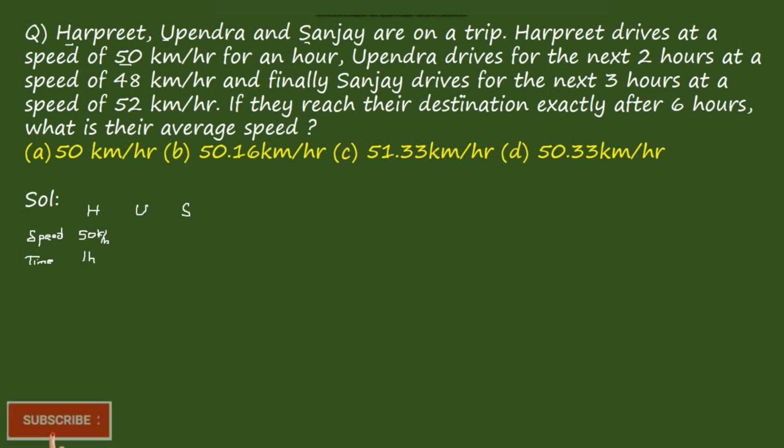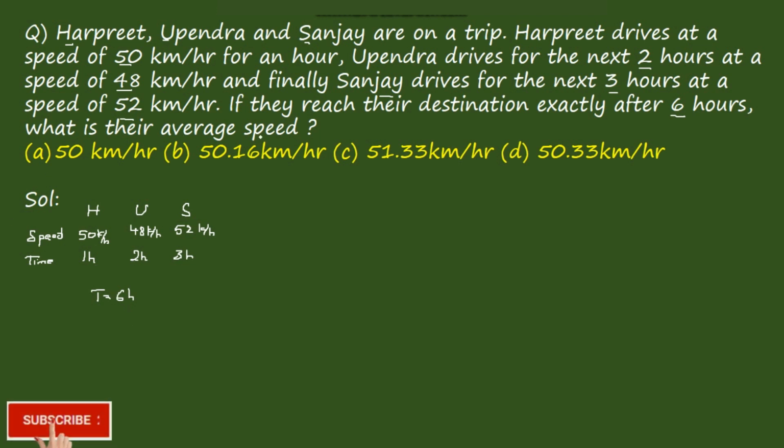Again, they are saying Upendra drives for the next 2 hours at the speed of 48 km per hour. Finally, Sanjay drives for 3 hours at the speed of 52 km per hour. Sanjay would be moving for 3 hours with a speed of 52 km per hour. If they reach their destination in exactly 6 hours, the total time taken by them is 6 hours. 3 plus 2 plus 1 is 6 hours only.